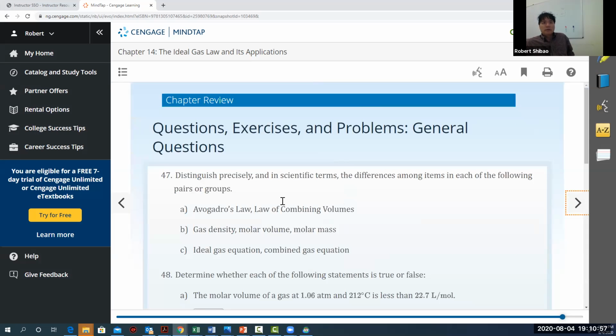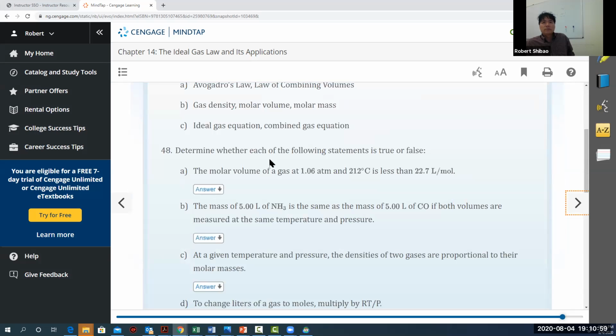Okay, so let's go on. Determine whether each of the following statements is true or false. The molar volume of gas at 1.06 atmospheres and 212 degrees C is less than 22.7. Okay, 22.7 is a number that they want you to memorize. This is the molar volume of gas at 0 degrees C and 1 bar.